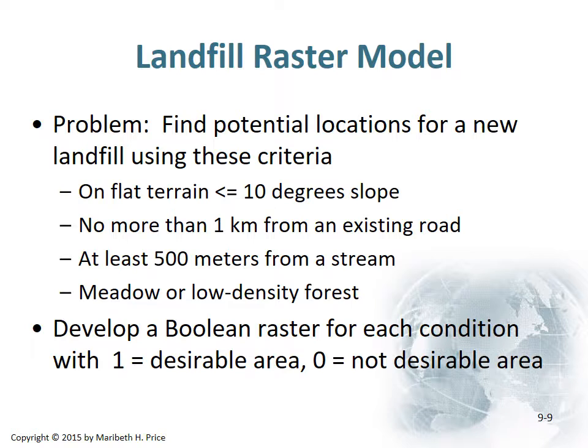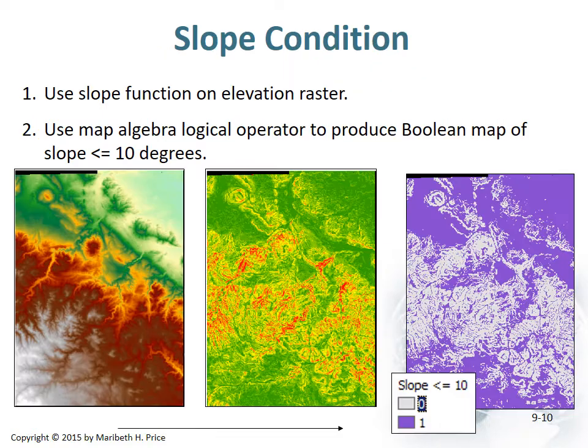So from our input data sets, our rasters, we will develop Boolean rasters for each condition, with a 1 meaning true, meaning desirable characteristic or condition for our landfill, and 0 is not desirable, not what we want, it's false. So for the slope condition, we have an input raster. We apply the appropriate query using the raster calculator to find slope less than or equal to 10 degrees, and we have then our output. 1's where it's true, 0's where it's false.